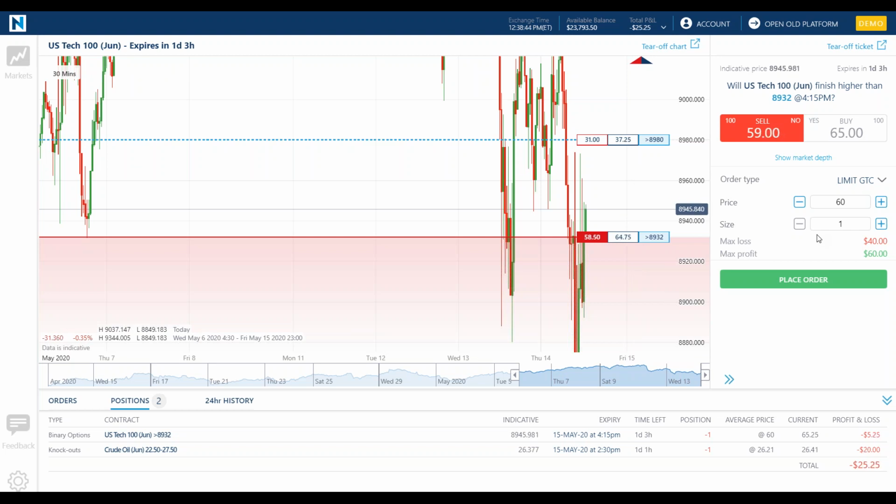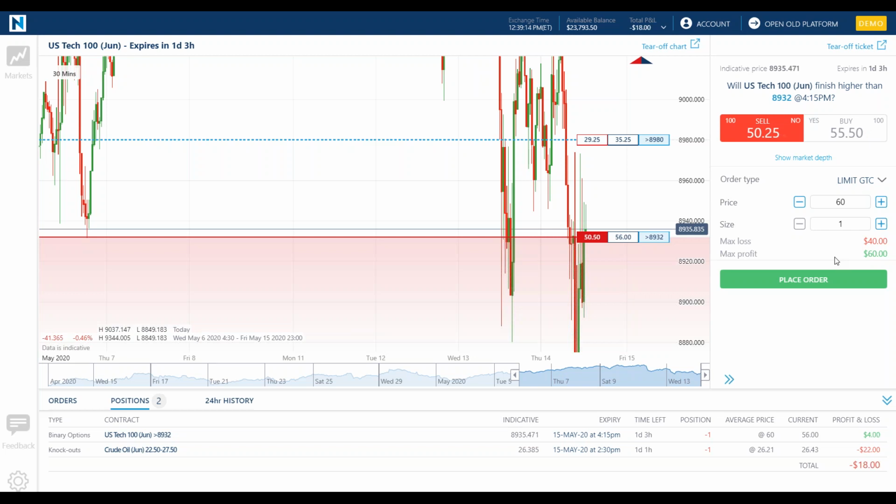If it settles at 89.32 or lower, it goes to 0. I apologize, it goes to 0. So this contract settled at 0. I sold it at 60. It went to 0. I made my $60. So if it settles above and it's true, the contract goes to 100. If it settles below, the statement's not true. It's false. It settles at 0.